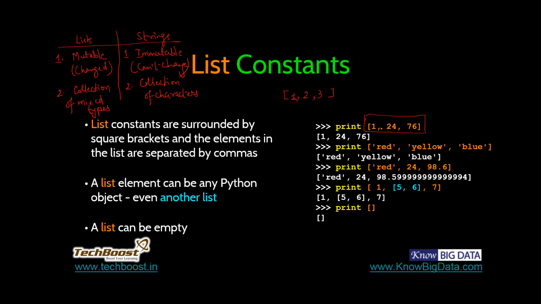Okay, so let's see over here what all lists we have. So this is a list of 3 numbers. This is a list of 3 strings. And this is a list of numbers and strings. Alright, I will write it over here. So this is a list of numbers and strings.